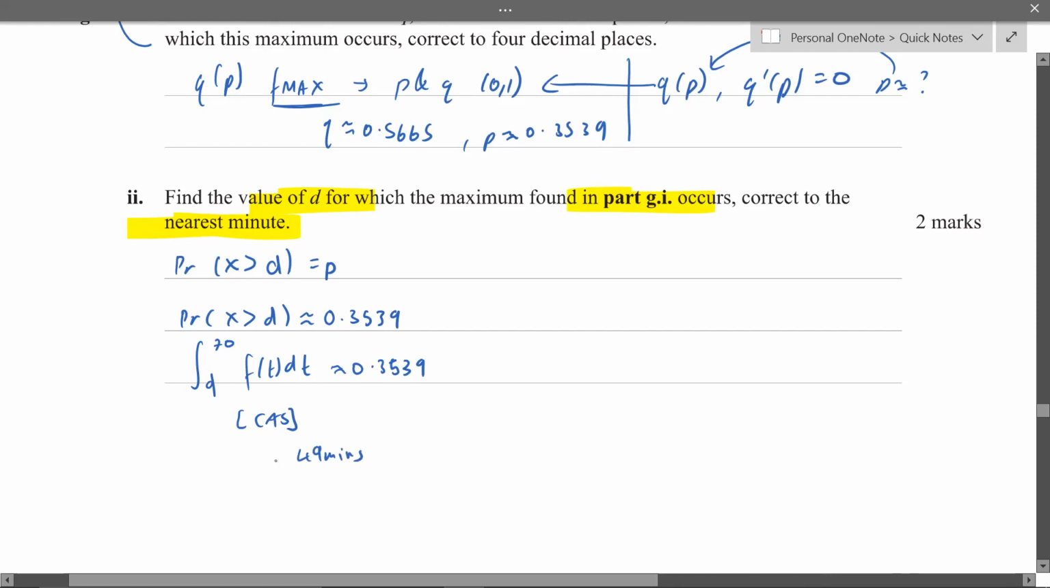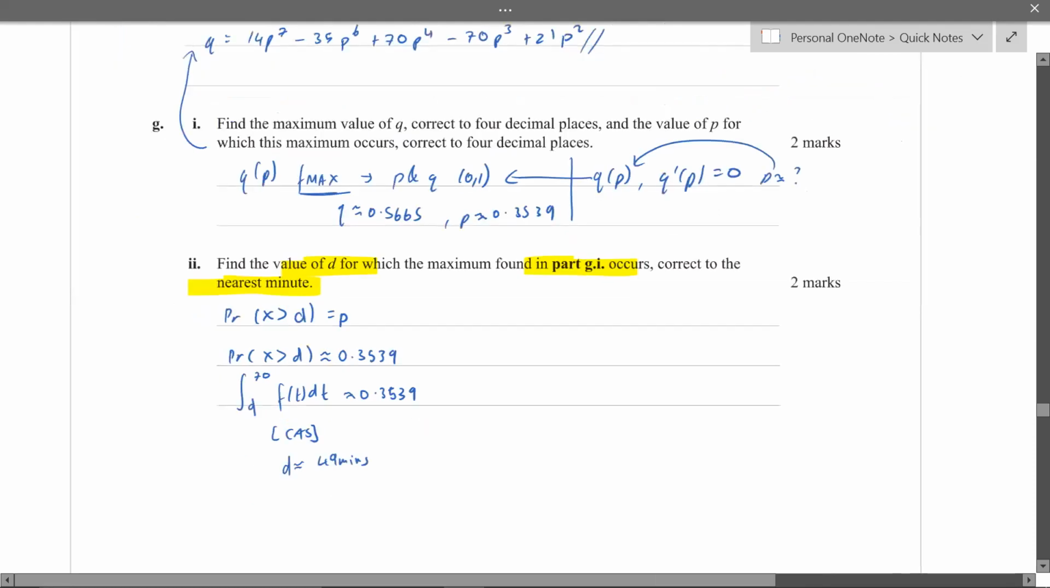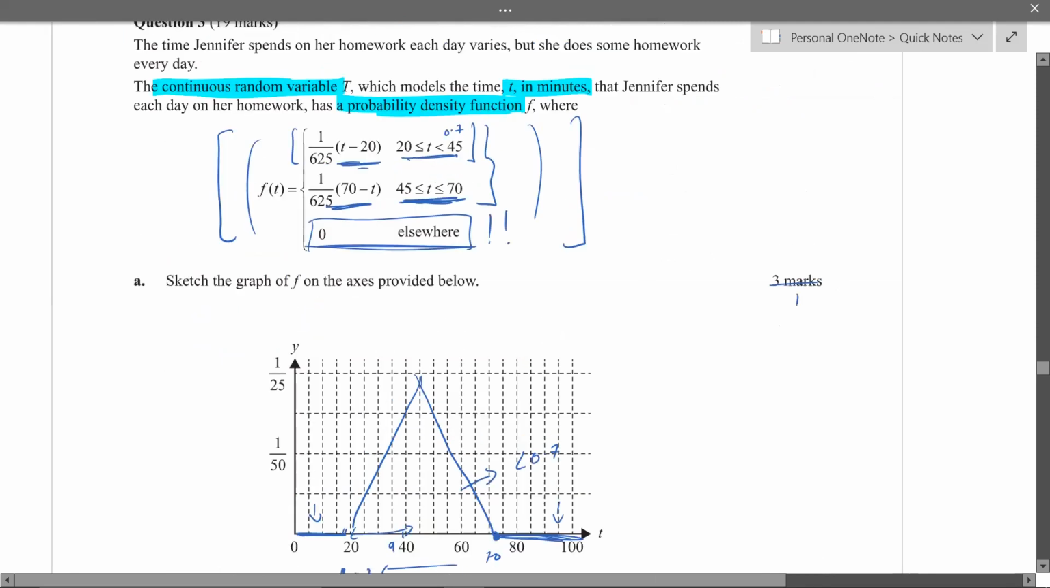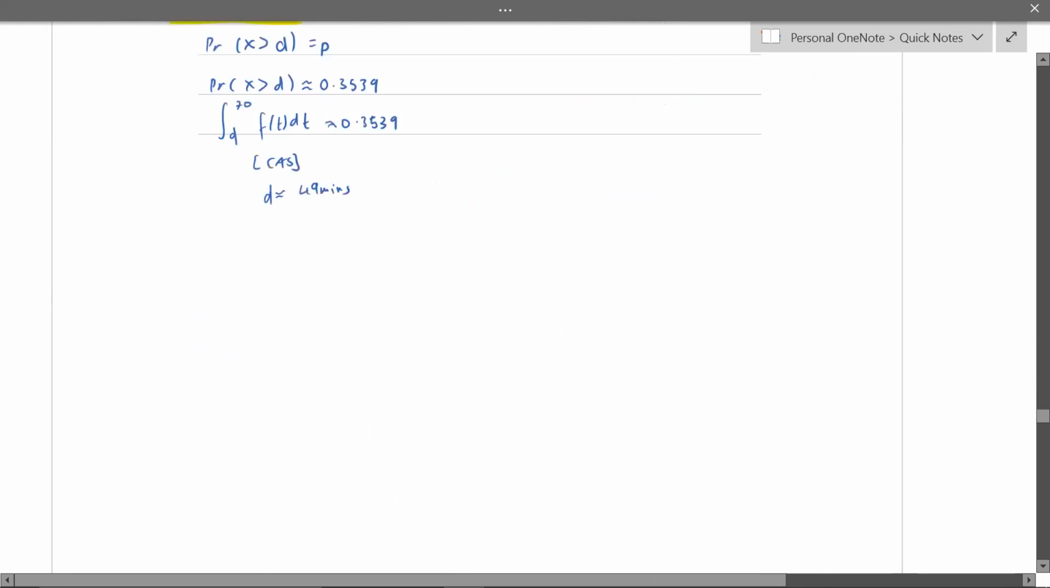Again, it's really handy to know how to use hybrid functions on your CAS so you don't have to find which part of the domain D is in and then solve individually. But yeah, just play around with your CAS. So that's question 3.